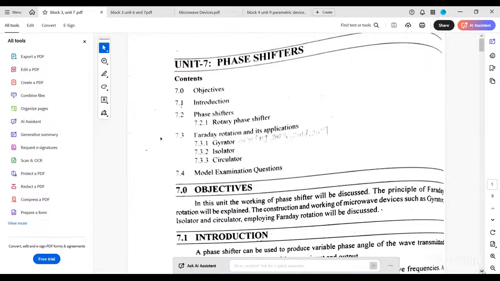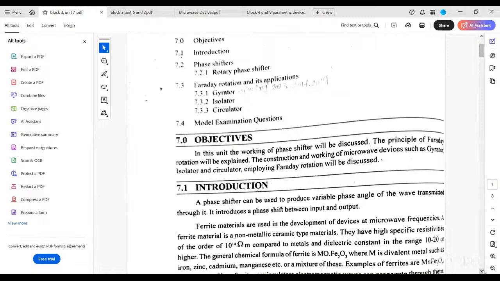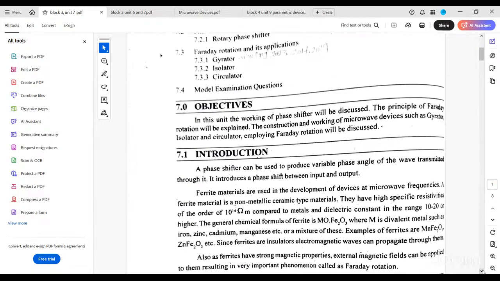Introduction. What is given in the introduction? What is the meaning of phase shifter? A phase shifter will produce a phase angle between input and output. Between input and output, we will get the phase, whether it is in phase or out of phase. It will produce a variable phase angle between input and output devices. This is one of the important points: variable phase angle between the input and output. Maybe this phase is 0 degrees or 180 degrees, which we will see further.